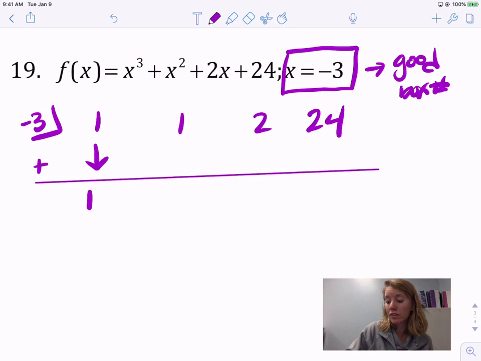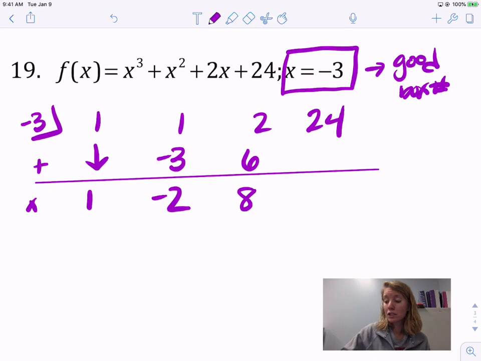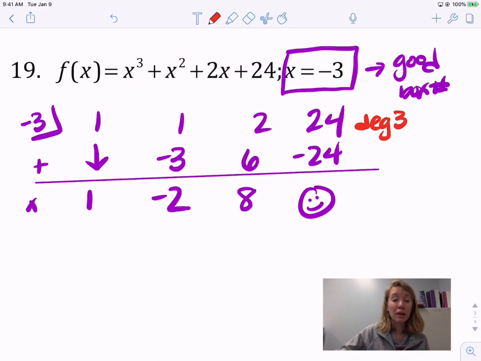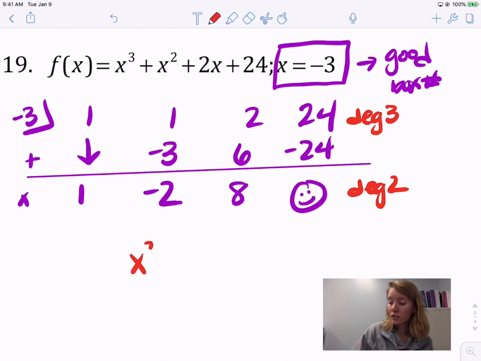Okay, so I add above the line, multiply below. So negative 3 times 1 is negative 3. Add, and I get negative 2. Multiply, I get 6. Add, I get 8. Multiply, I get negative 24, which is exactly what should happen because we're told that this should work, that I should get a 0. Now again, this started out as a degree 3 polynomial, so my new polynomial is actually a degree 2 polynomial. Okay, so that polynomial is x squared minus 2x plus 8.